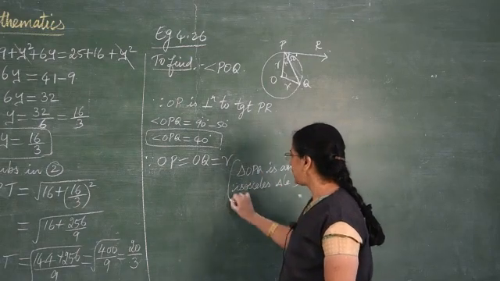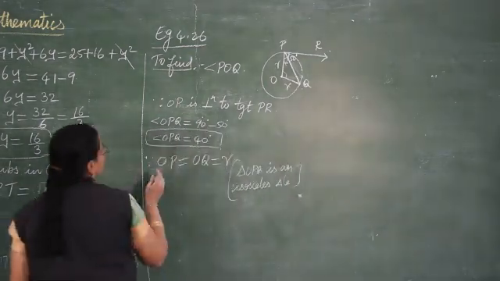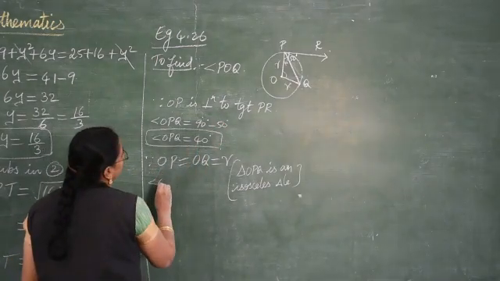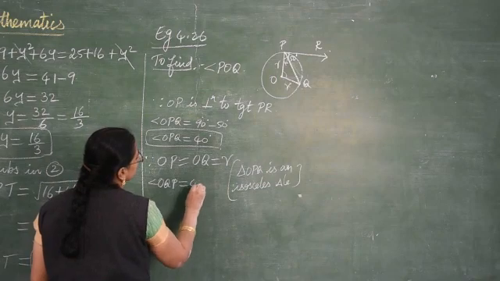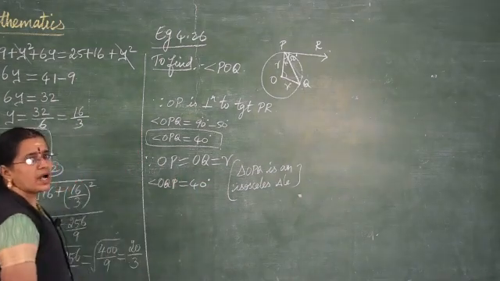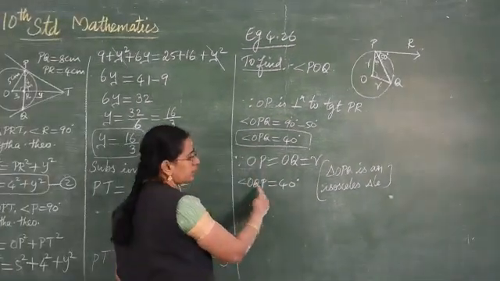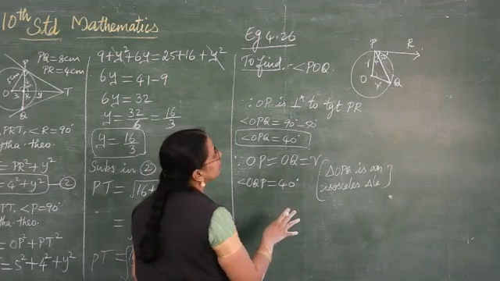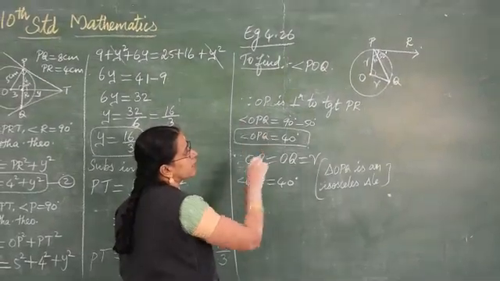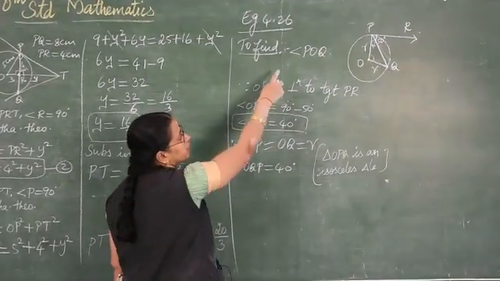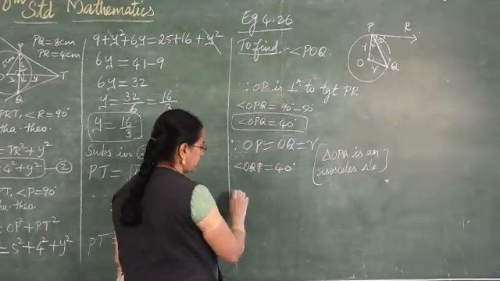Being an isosceles triangle, angle OQP also equal to 40 degree. Angle OPQ equal to OQP. Both are 40 degree they are telling. So, what will be the remaining angle in the triangle OPQ? We need to find out POQ. That is the remaining angle.